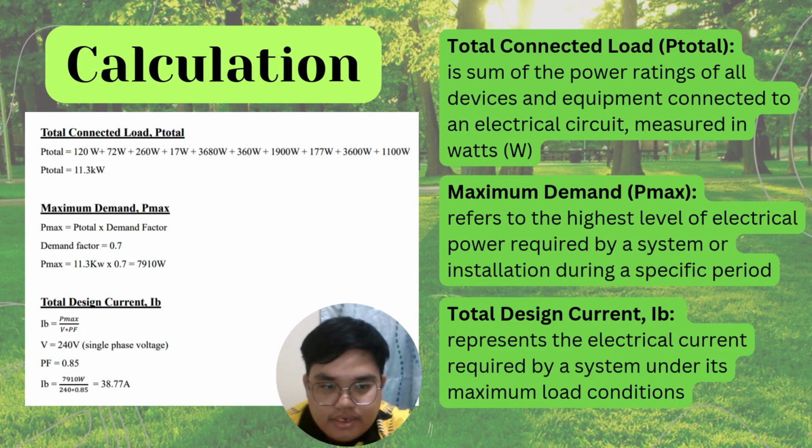So the last, we will calculate the total design current. Total design current represent the electrical current required by a system under its maximum load condition. So we use this formula, which is total design current equals to V max over V times power factor. So we have our power factor 0.85, and then we will get the total design current, which is 38.77 ampere.